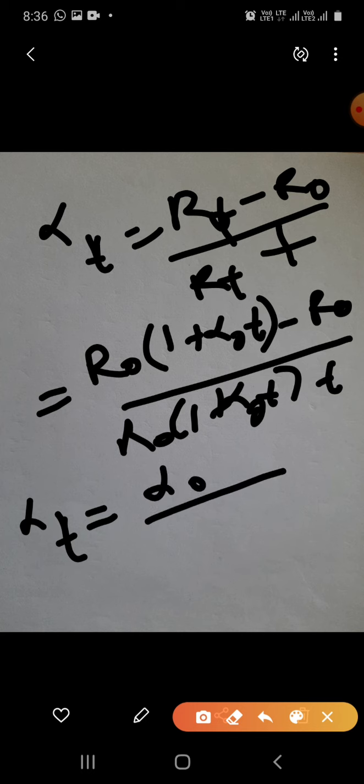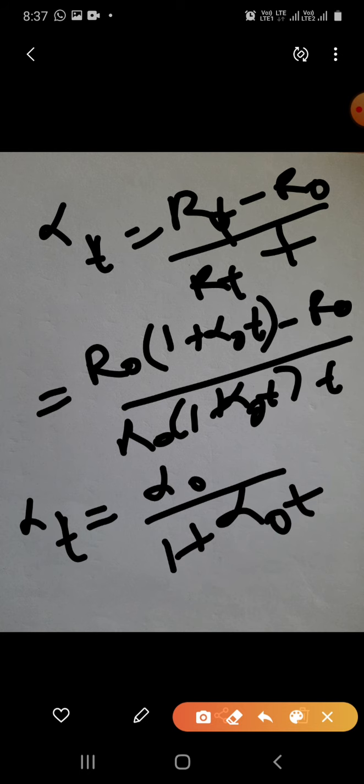Alpha 0 divided by 1 plus alpha 0 t. Okay, that means alpha t is what? After the derivation, alpha t comes out as alpha 0 divided by 1 plus alpha 0 t. So in general we can say alpha t is the temperature coefficient at t degree centigrade, and alpha 2 may be the temperature coefficient at T2 degree centigrade.